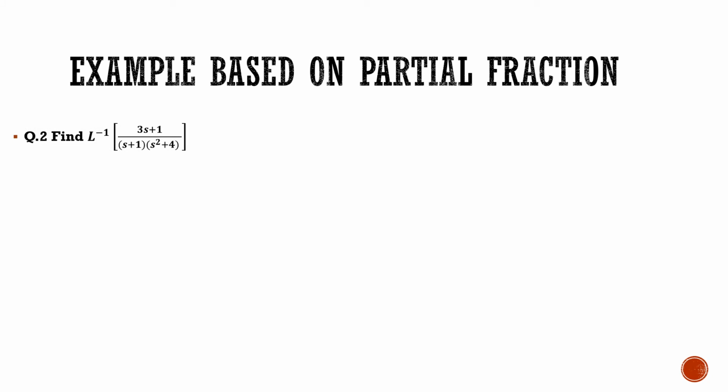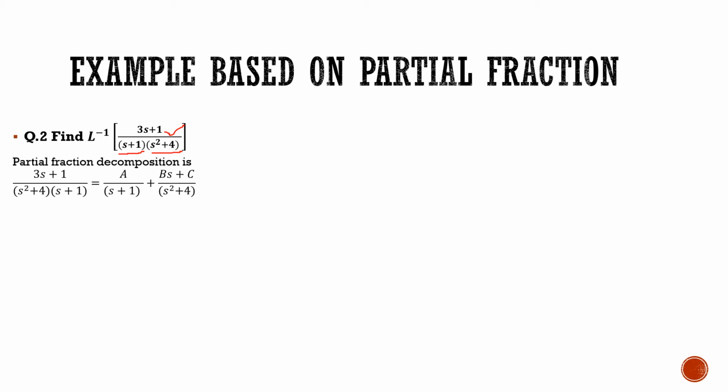In question number 2, you can see, find the Laplace inverse of (3s plus 1) upon (s plus 1)(s square plus 4). The numerator is 3s plus 1 and the denominator is (s plus 1)(s square plus 4). First of all, we separate this term and then we find the Laplace inverse of both terms. So the partial fraction decomposition is A upon s plus 1 and (Bs plus C) upon s square plus 4.